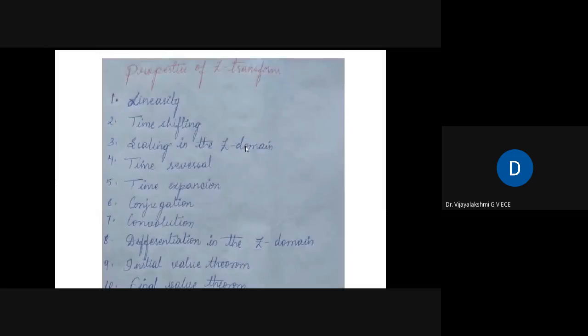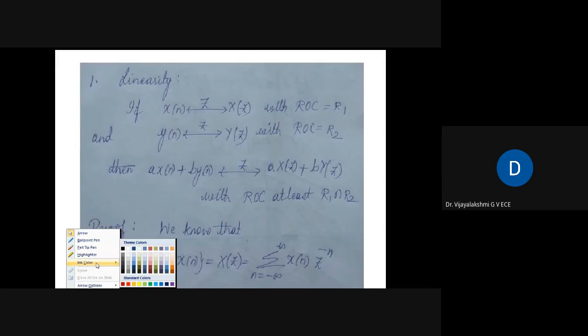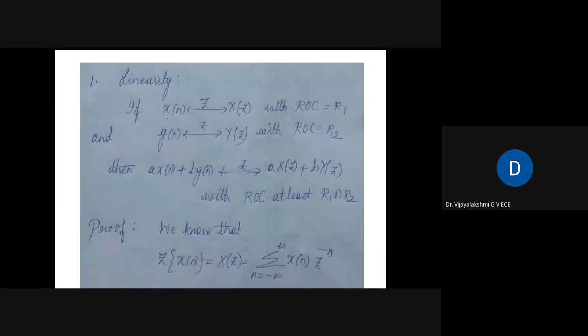Okay, let me start with the first property, linearity property. So what does linearity property say? You all know about the linearity condition. So that linearity is something which satisfies the superposition and homogeneity. Same thing here. So if I have a sequence x of n which forms a Z transform pair with X of z, I've already told you about the relationship between x of n and X of z. Okay, so we say x of n and X of z form a Z transform pair.